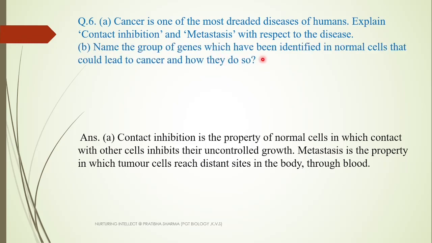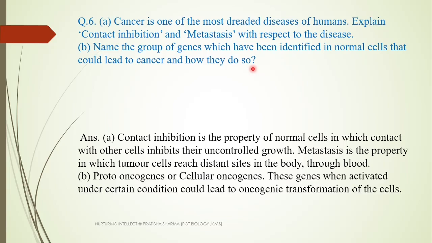Name the group of genes which have been identified in normal cells that could lead to cancer and how they do so. तो ये सेम रिपीट हुआ है. Group of genes, proto-oncogene और cellular oncogenes. And ठीक है, फिर how they cause cancer. So when they get activated due to some certain conditions, due to certain carcinogens, they cause oncogenic transformation of the cells.